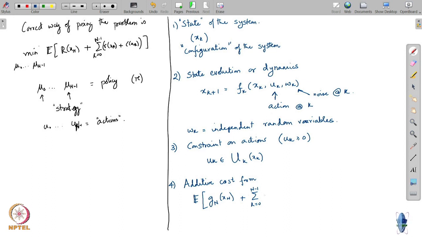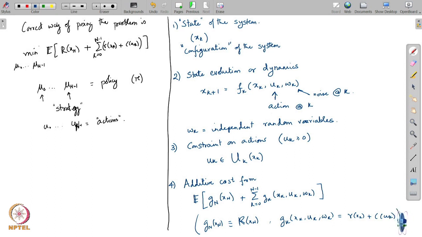So, the entire cost is therefore gn of xn, which is your terminal cost, plus the sum of gk of xk, uk. Sometimes we also include wk here, but it does not matter; this inclusion is optional. You can simply write gk of xk, uk, without loss of generality. In the problem above, gn of xn was simply r of xn, and gk of xk, uk, wk was r of xk plus c of uk.